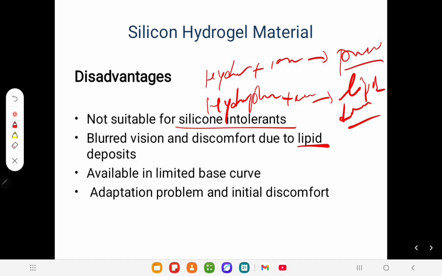So lipid deposition, why do we talk about lipid deposition in silicone hydrogel? Silicone hydrogel material is hydrophobic, that's why. Available in limited base curve, yes, previously, but nowadays it's getting better. So, adaptation problem, initial discomfort.